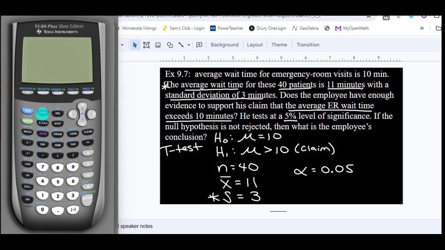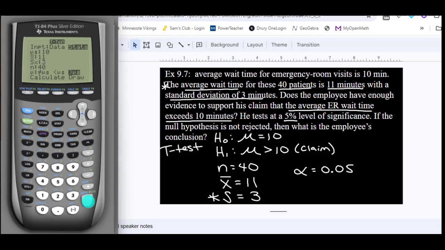So we're going to go to stat and over to tests, and we're actually going to just choose number 2, a t-test. And we're going to enter in our statistics that we were given. So the null hypothesis, mu sub 0, is 10. X bar is the 11 down there. S of x, which is the sample standard deviation, is 3. N, the sample size, is 40.